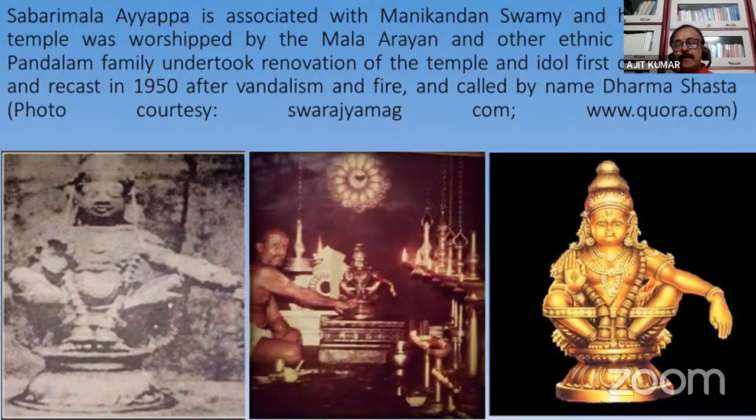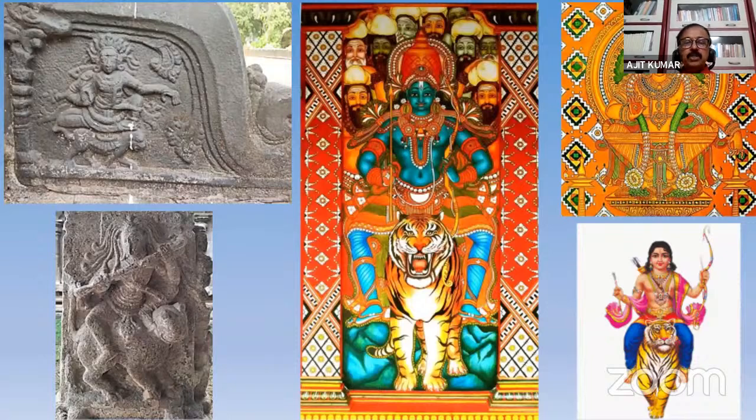That was changed, and Brahmanical practices came into vogue with the installation of the Dharma Shasta idol, which is in worship now. And during the course of the 19th and 20th century, we noticed a change in the iconographical character of some of the sculptures. Shasta earlier had an elephant, Ayyappa had a horse as a vehicle, but you notice that the Dharma Shasta images now have a tiger as a vehicle.